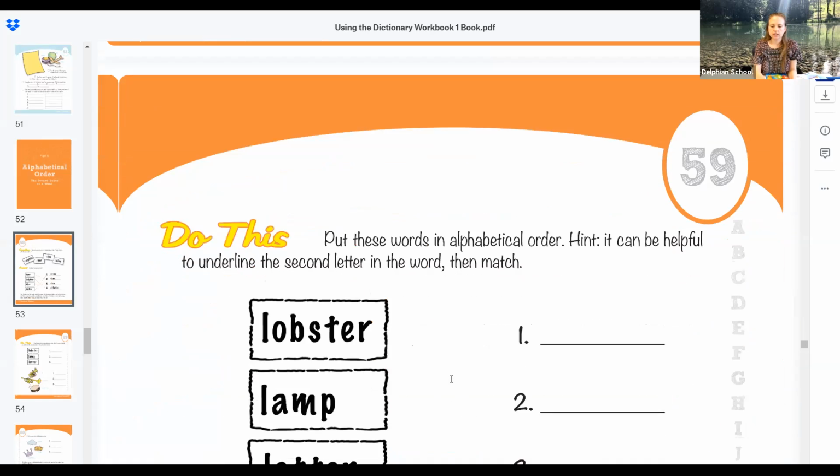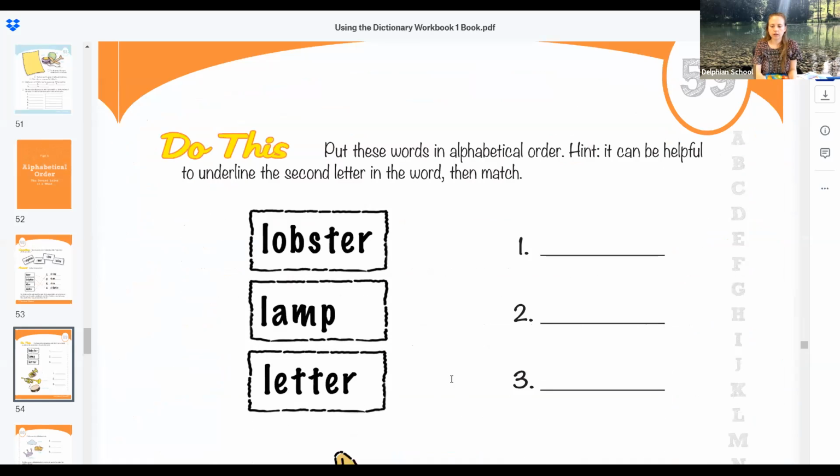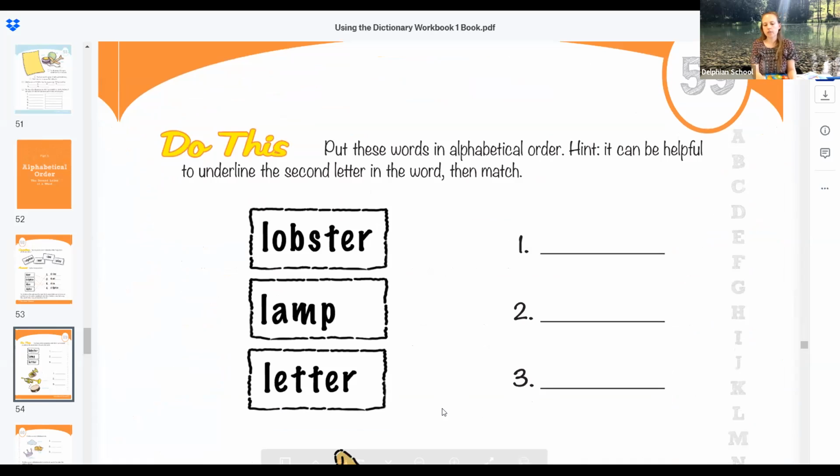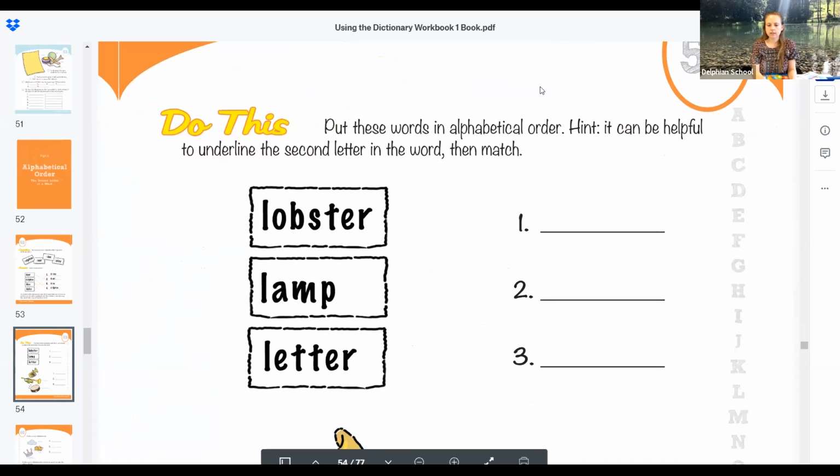Do this: put these words in alphabetical order. Hint, it can be helpful to underline the second letter in the word, then match them. Okay, team, show me your stuff. You guys are usually really fast at this, so show me what the alphabetical order would be for these. We've got lobster, lamp, letter. What order do these go in?